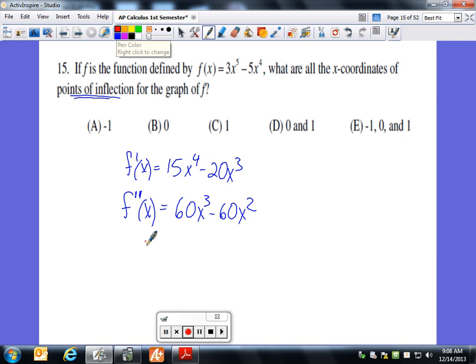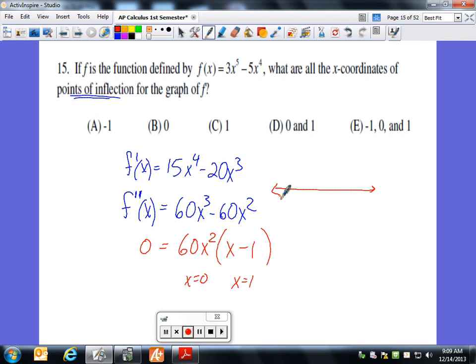Now I'm going to set this equal to 0 and factor out the GCF, which is 60x squared, and I get x minus 1. So my critical numbers are x is equal to 0 and x is equal to 1. Those are my critical numbers, not necessarily immediately my points of inflection. I do have to check for sign changes. Remember, sign changes occur not only on the first but also the second derivative. The first derivative denotes where my maxes and mins are, and the second derivative denotes where my points of inflection are, as long as there are sign changes occurring.